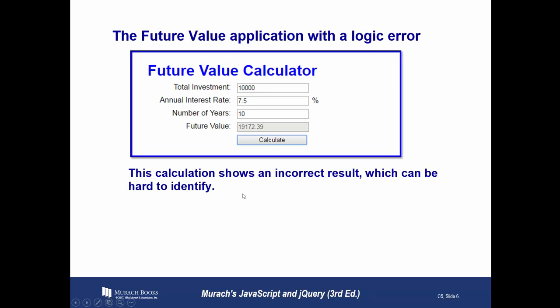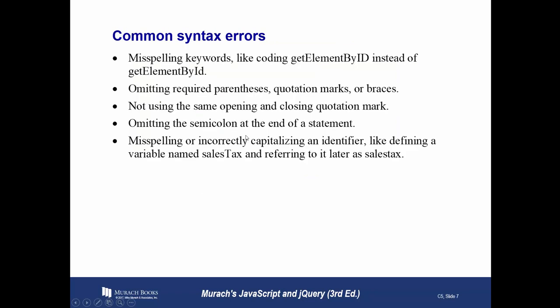So here's the future value calculator, and as it says, the calculation shows an incorrect result, which can be hard to identify. Well, one thing is, if you're making 7%, this is taking what you have and almost doubling it. So something is wrong in there. So you have to start going through and finding the different kinds of errors that you can get.